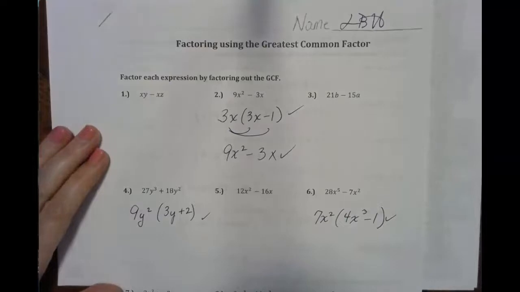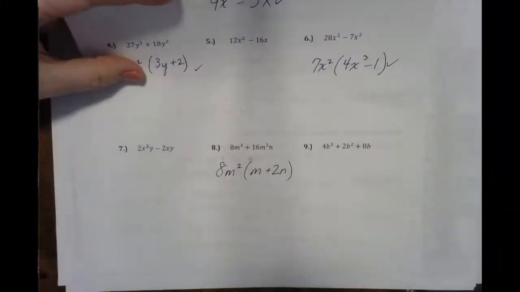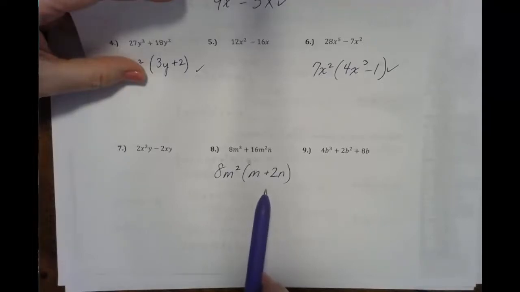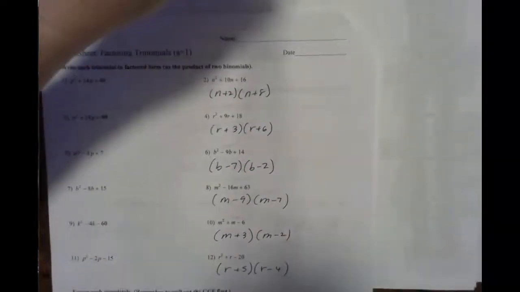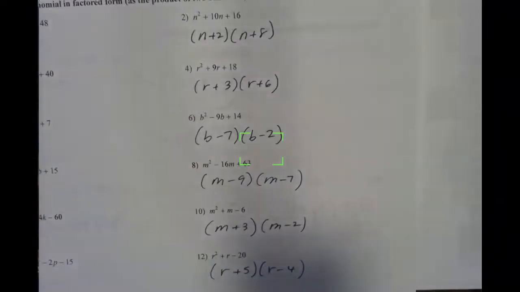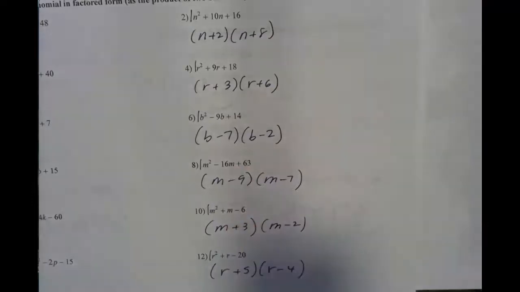Here are your answers for 4 and 6. We're just doing a quick check as we roll through this packet. Number 8, we can take out 8m squared. That leaves us with m plus 2n. Let's check some from the next page. So here are 2 through 12 that you can quickly see. Remember that you can hit pause and you can check these more easily. These all have a 1 up front. When there's a 1 up front, those are the easiest ones to guess and check.